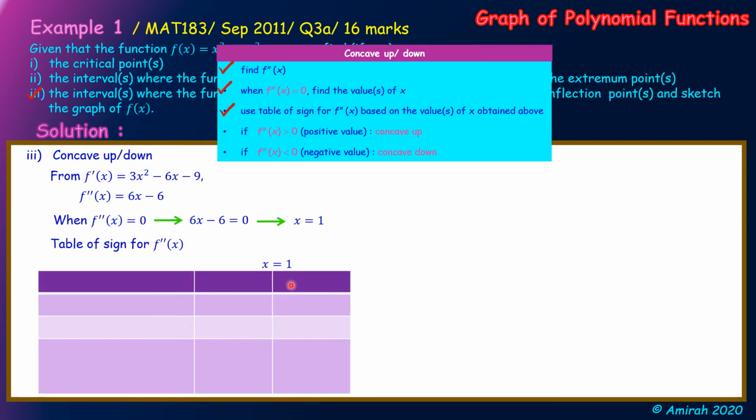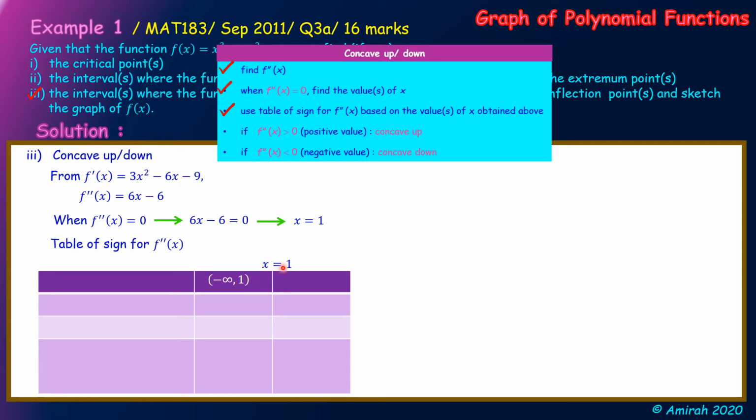So now we continue with the table of sign for f double prime x. Here is the table. We build the table of sign based on the value of x obtained when we equate f double prime x to 0. When we do that, we only have one value of x, which is x equals 1. So now we have the table of sign with x equals 1 as a borderline here.